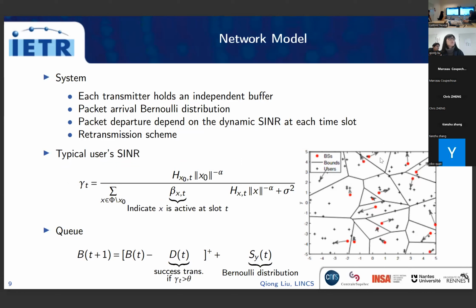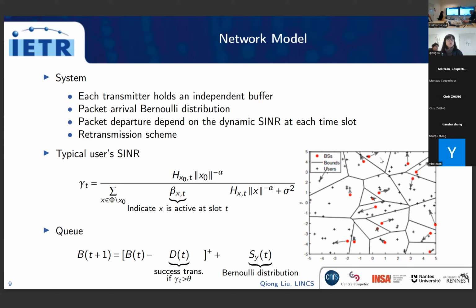So we generalize this simple case to cellular networks, where the transmitters are modeled according to a Poisson point process, and each transmitter holds an infinite buffer. Packet arrival follows the Bernoulli distribution at each transmitter, and the packet departure will depend on the dynamic SNR at each time slot. We also consider retransmission schemes, which means if a packet cannot be transmitted successfully, it is kept in the buffer and waits for retransmission until it is transmitted successfully.